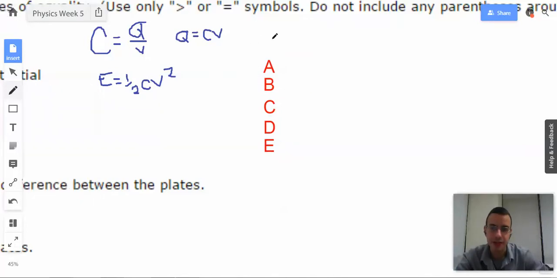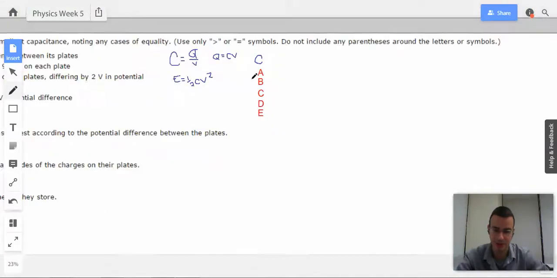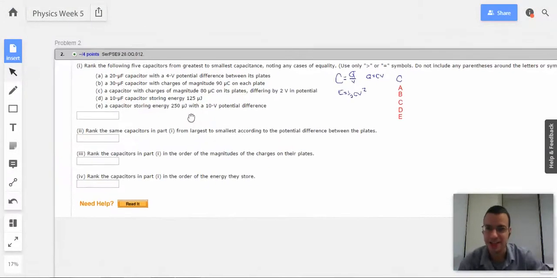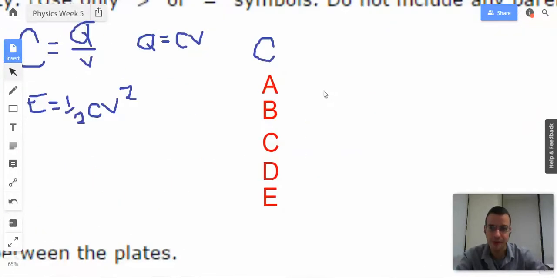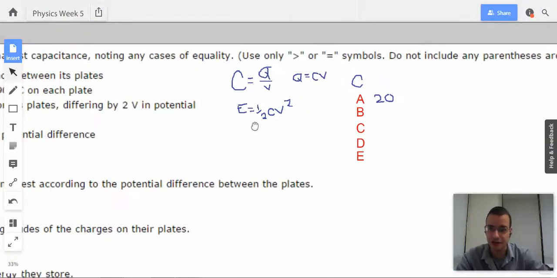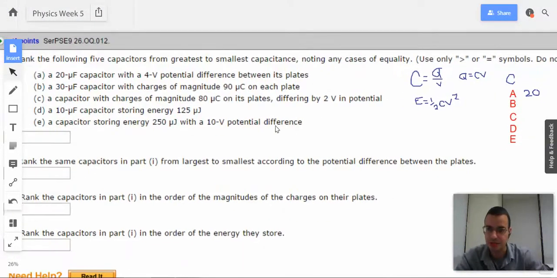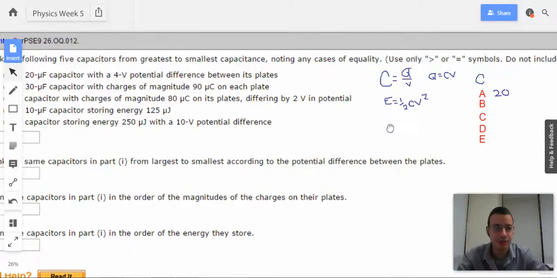Alright, and these will be capacitances. Capacitanti? I think it's actually just capacitances. So for the first one, we need to find the capacitance. They're giving us 20 microfarads. Bam, first part was easy. I'm just going to write 20 because they're all going to be microfarads, and if they're not, I'll note it as exceptionally big or exceptionally small. Okay, next one is 30. Perfect.